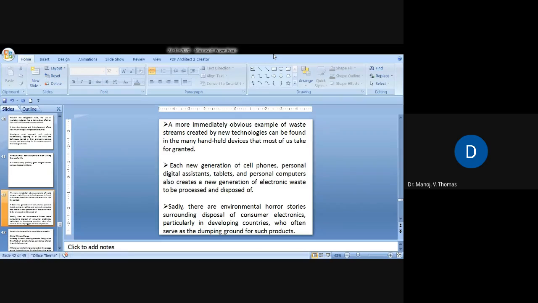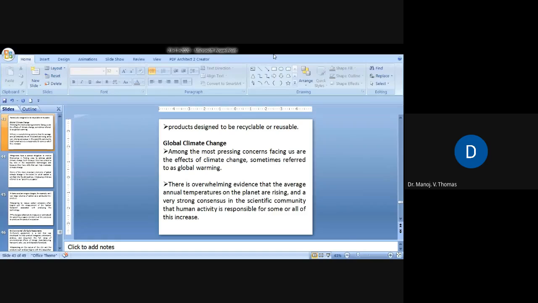So, in fact, developed countries are free to a certain extent from this e-waste, but developing countries, because of financial issues, are under greater stress and trouble, and often serve as a dumping ground for such e-waste. Products should be designed to be recyclable or reusable. That is the ultimate aim of a designer. When a designer designs a mobile phone, a gadget, or an item, it should be recyclable or reusable, and the designer should keep that in mind.